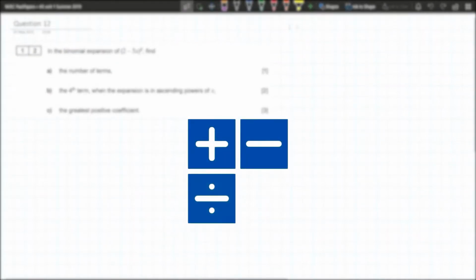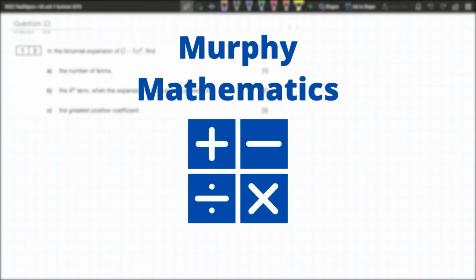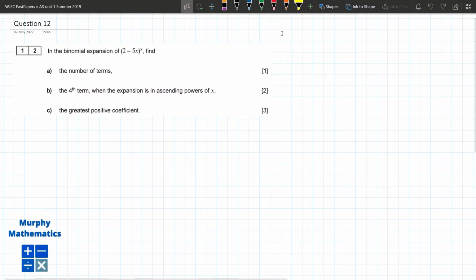Hi guys, this is question 12 on the Unit 1 Summer 2019 WJEC past paper, and we've been given a binomial expansion of (2 - 5x)^8. We've been asked to find the number of terms, the fourth term when the expansion is in ascending powers of x, and the greatest positive coefficient.